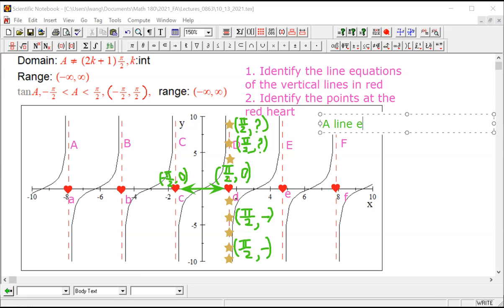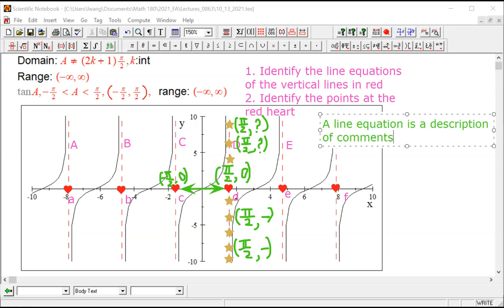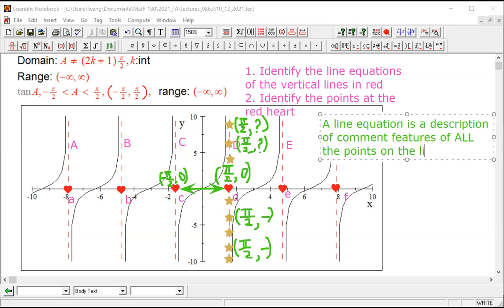A line equation is a description of common features of all the points on the line. A lot of you probably recognize this y equals mx plus b, right? You think you know line. But what does this mean?